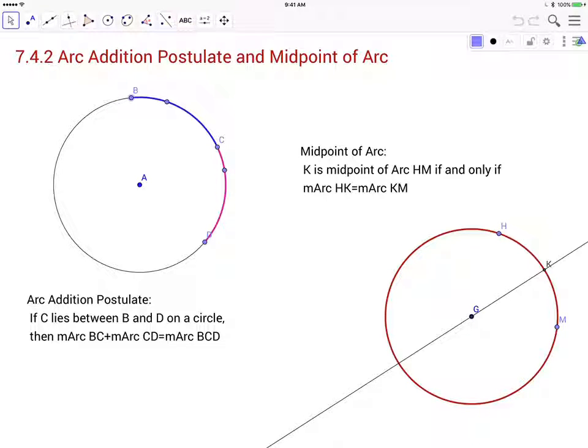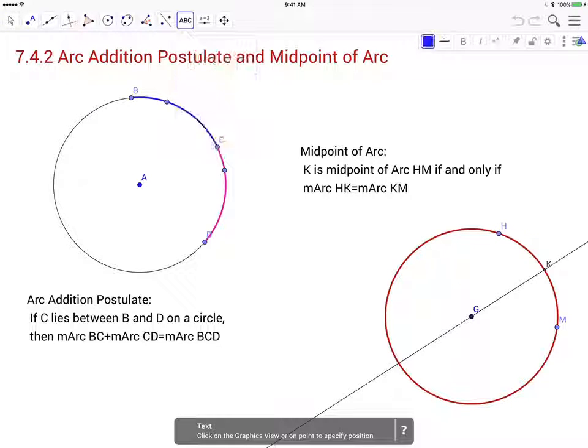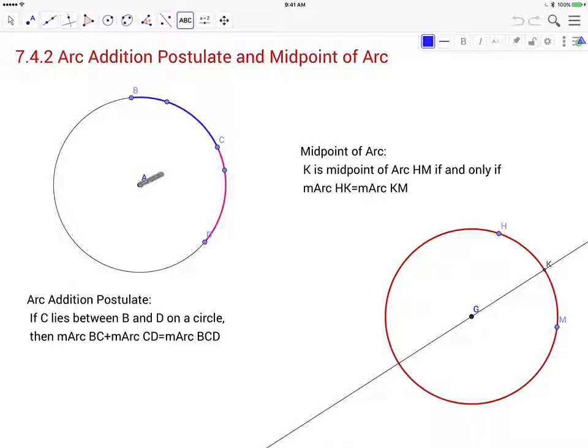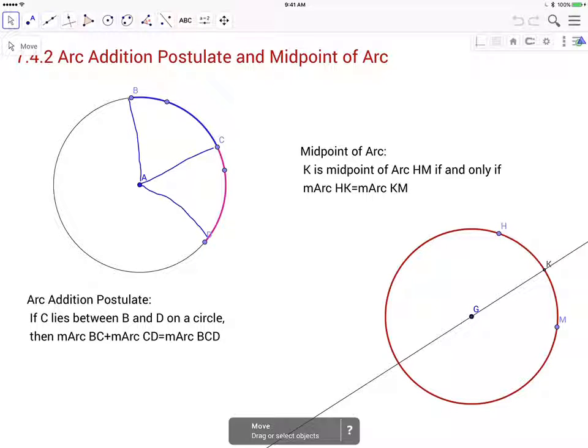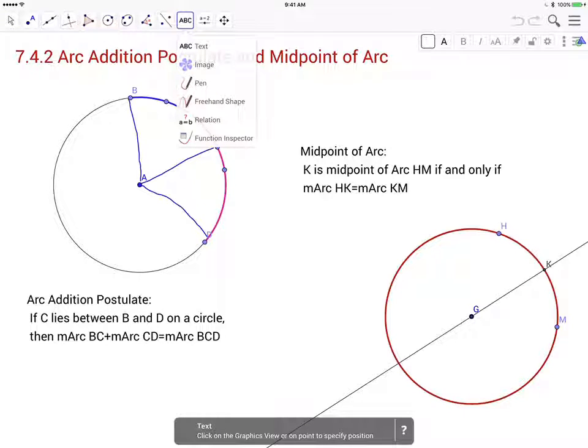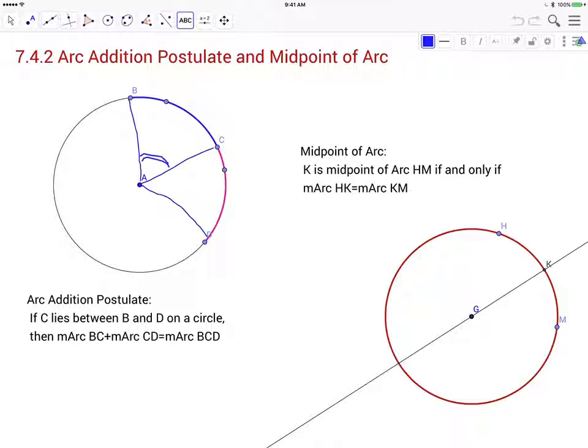And again, just a reminder that the measure of these arcs has everything to do with the central angle on the inside. I think if I try to move these now, it will not move, so that's a little bit of a problem. But remember that the measure of the arc is simply the measure of the central angle in here. And if we add up angles, we can add up arcs. Let me just try to take that out.